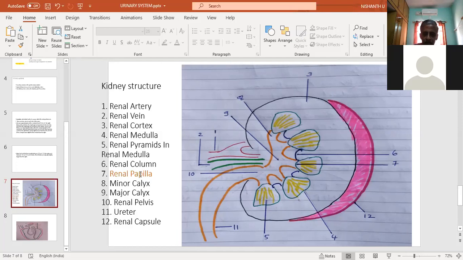you are going to study next year under pharmacology. So only this point you have to remember. Next, what happens? The urine is collected in the renal papilla. From the renal papilla, it starts to move here. It comes out of the renal medulla into this particular central portion.